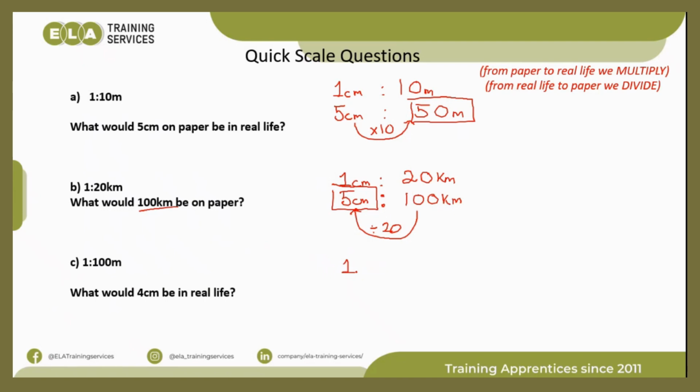Then we've got 1 to 100 metres, and our question says, what would 4 centimetres be in real life? So we put that 4 underneath the 1. We're then multiplying because we've started on paper and we want real life. So we do 4 times 100, which is 400 metres. And that's some nice, easy, effective scale questions and calculations.